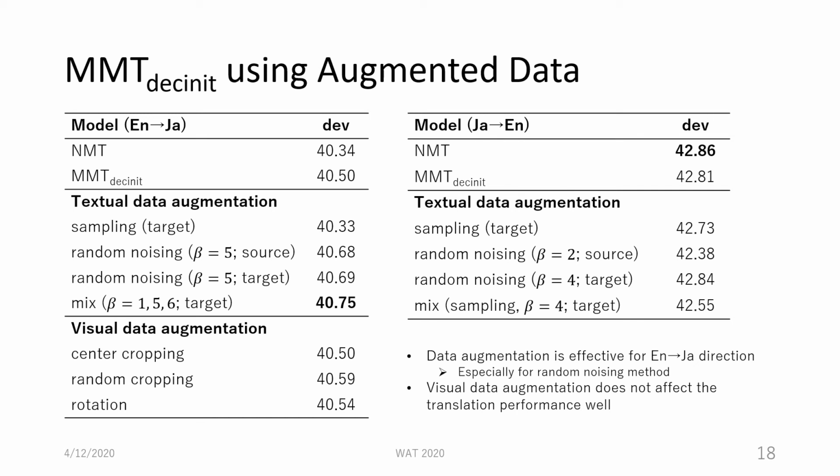The models with the randomizing method are relatively better than the ones with other data augmentation methods. The models using visual data augmentation are better than the ones not using augmented data, but the differences are marginal, so we did not conduct experiments with augmented visual data for the Japanese to English direction. For Japanese to English, in contrast to the English to Japanese results, NMT is better than any other models.